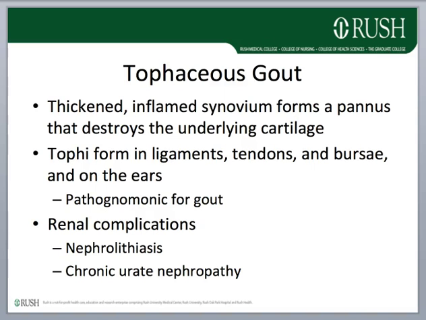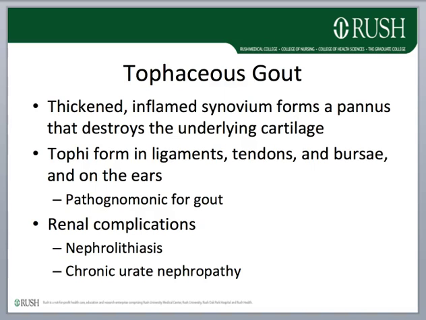Tophaceous gout is characterized by collections of solid urate crystals accompanied by an intense chronic inflammatory reaction and often destructive changes in the surrounding connective tissue. The thickened, inflamed synovium forms a pannus that destroys the underlying cartilage. Tophi form in ligaments, tendons, and bursae, as well as on the ears, and these are pathognomonic for gout. Tophi actually are typically not painful or tender. They can cause disfigurement and may occasionally even ulcerate through the skin.